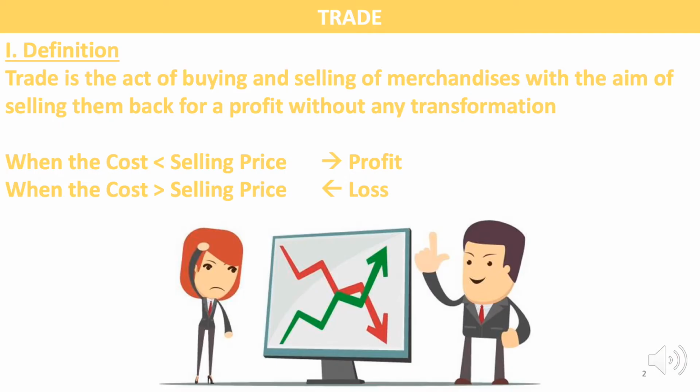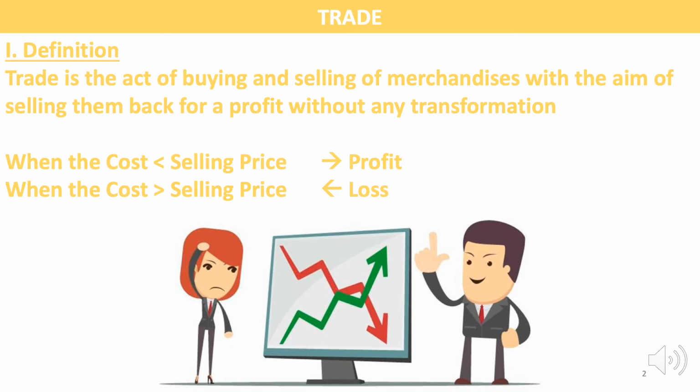Now, as per definition, trade is the act of buying and selling of merchandises with the aim of selling them back for a profit without any transformation. In this definition, there are three important parts. The first part is that it's the act of buying and selling of merchandises, which means we don't only buy, we don't only sell, but we do them both. Second, the aim of selling them back for a profit. In other terms, if you buy or sell something not for a profit, that means this is not trade.